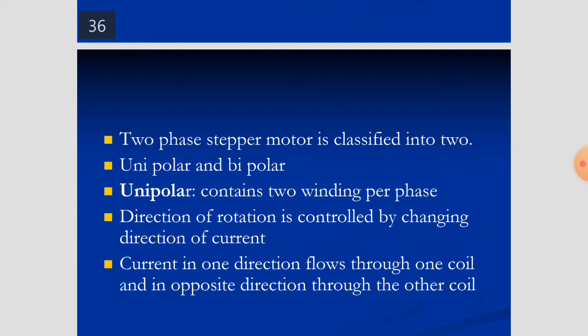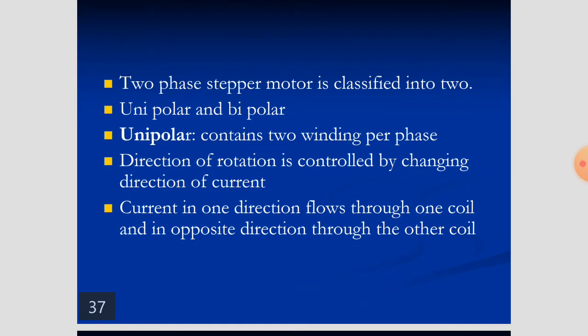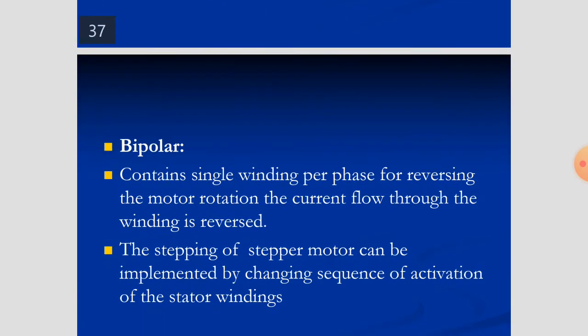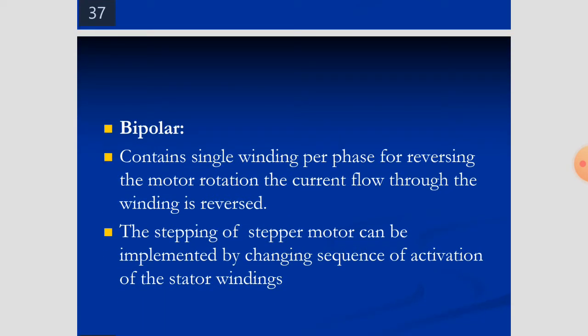A stepper motor can rotate in the clockwise direction as well as the anti-clockwise direction. You can change the direction of current, and that changes the stepper motor's direction. The current flows in one direction through one coil and in the opposite direction through the other coil. Bipolar contains a single winding per phase, that's why it is called bipolar.